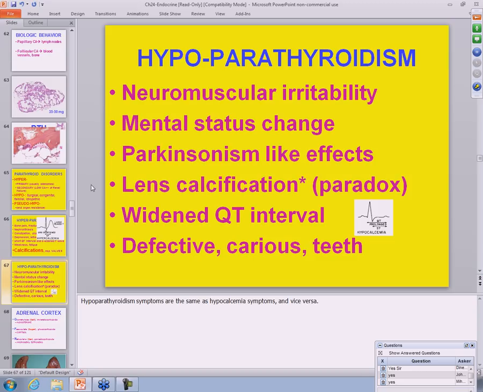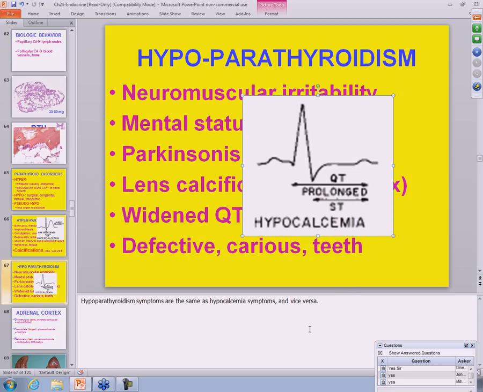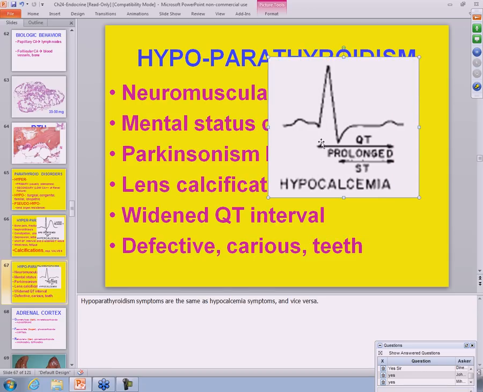Okay, now let's look at the EKG now. The two things to look for are a widened QT interval. You see that long area starts at the Q and ends at the T. That's longer than it should be. And that's the big thing, widened QT. And think about it. What happens if you don't have enough calcium in your teeth? Well, they're more likely to become carious, defective cavities, okay? So these are all the typical things of hypoparathyroidism, not enough calcium.